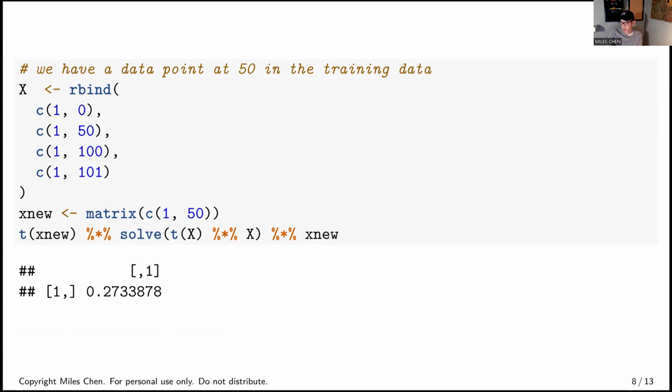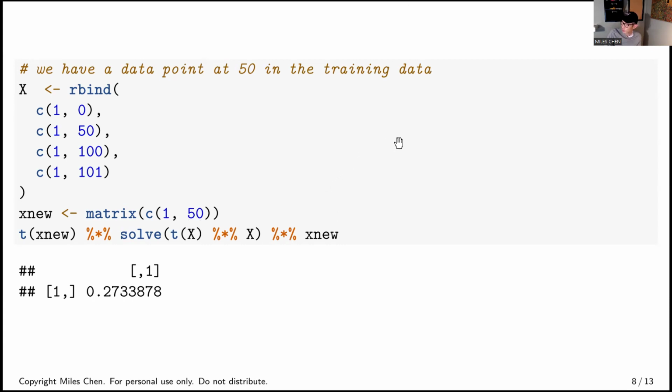Here, let's say these are my observations: 0, 50, 100, and 101. And I say, all right, let's make a prediction if we have a new observation at 50. What do we get? We get 0.273, so pretty small variance. Again, that makes sense.